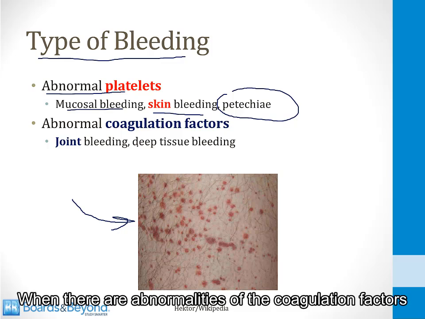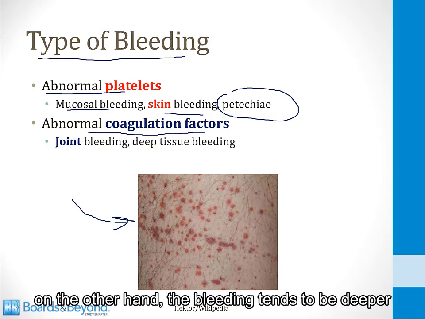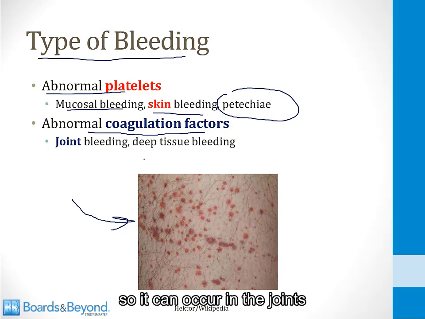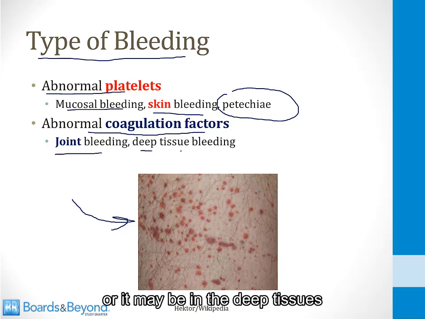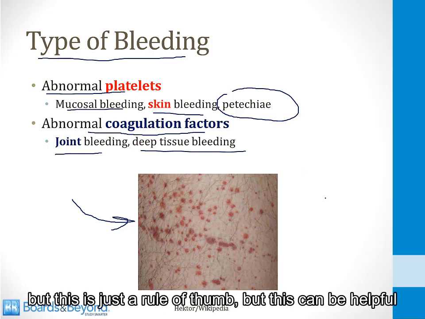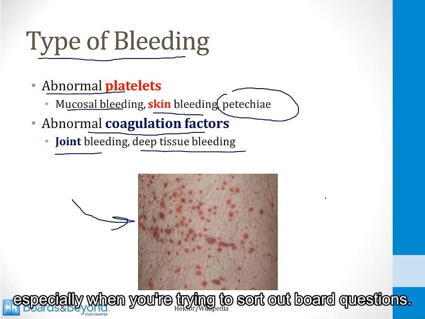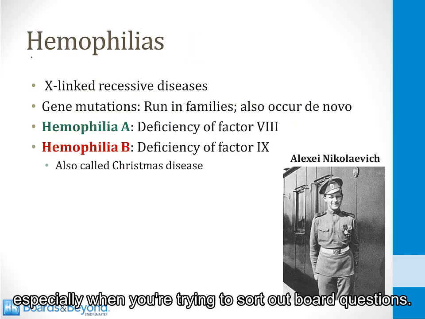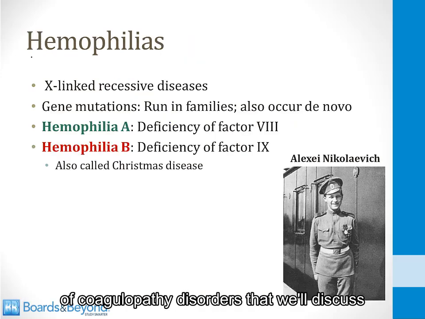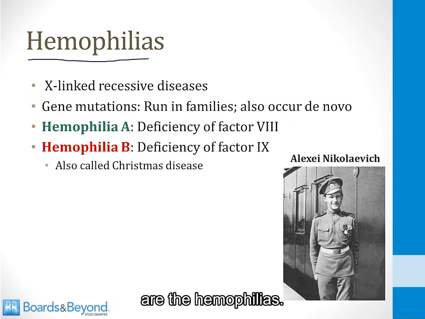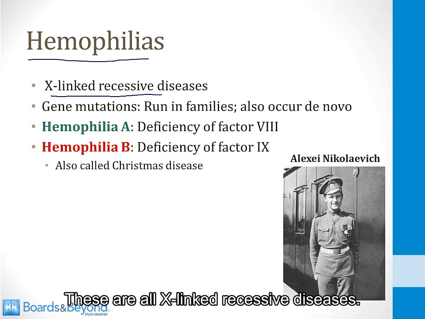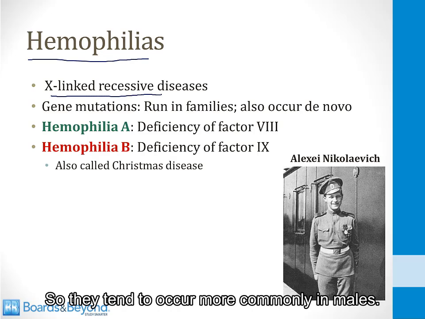When there are abnormalities of the coagulation factors, on the other hand, the bleeding tends to be deeper, so it can occur in the joints or it may be in the deep tissues. Now, this is just a rule of thumb, but this can be helpful, especially when you're trying to sort out board questions. So the first group of coagulopathy disorders that we'll discuss are the hemophilias. These are all X-linked recessive diseases, so they tend to occur more commonly in males.